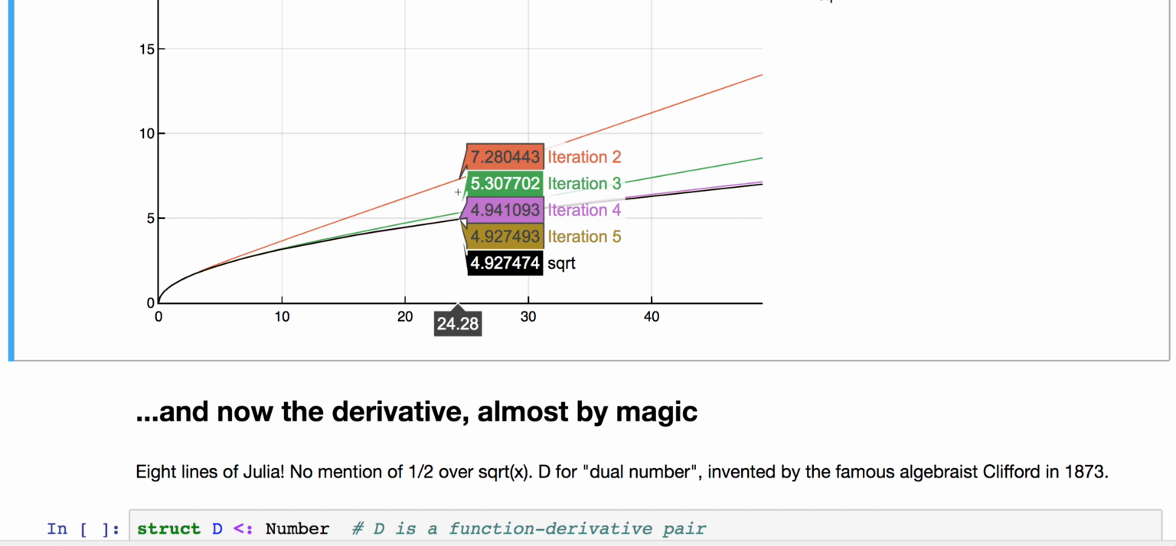But you could see that the Babylonians knew what they were doing. Okay, so now what I'm going to do is use Julia to do automatic differentiation. And the very interesting thing is I will never teach the computer to take the derivative of the square root in the sense of 1/2 over the square root of x. Okay, you will not see that.